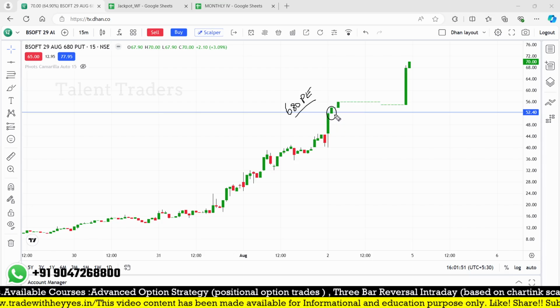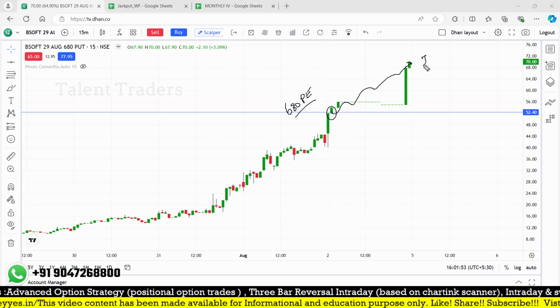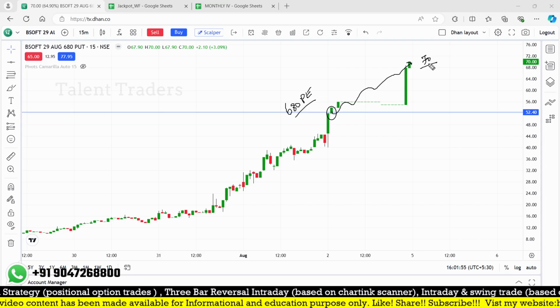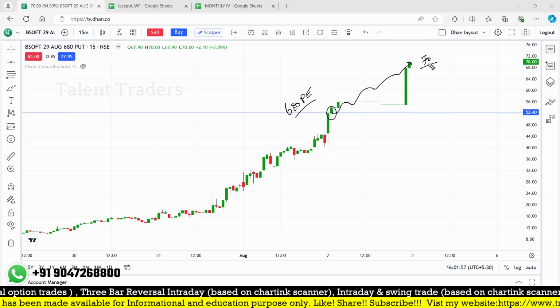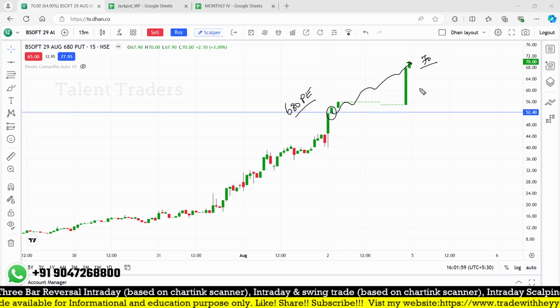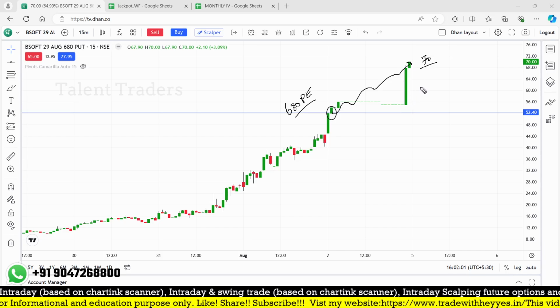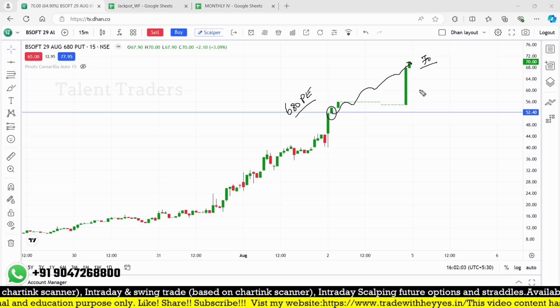Okay. After that, it has now closed up to 70. This is a positional trade, not for an intraday. It is purely positional, and the maximum holding period is 30 days. We can hold it till expiry.